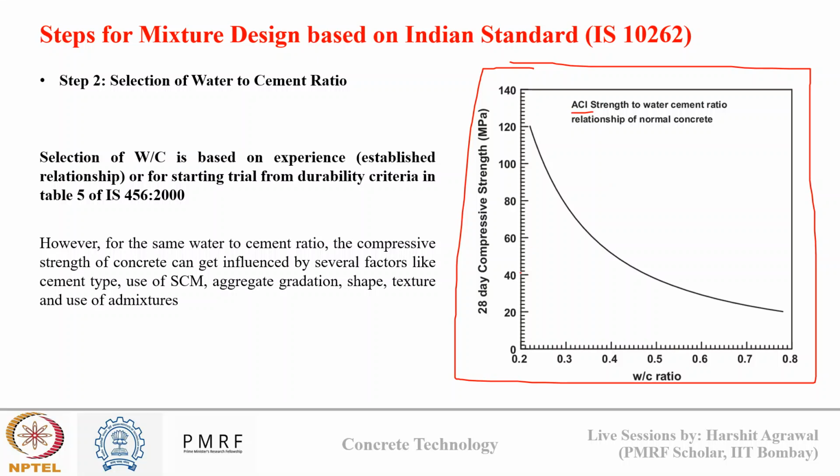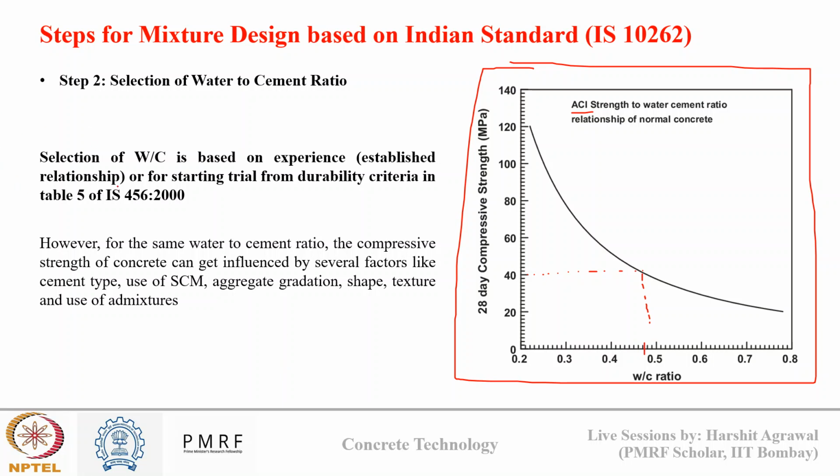So suppose I want a concrete of strength M40 grade, then I can have a rough idea of what W by C ratio will work for me. And then I can check this W by C ratio with my durability condition and validate whether I can go with that value or not.